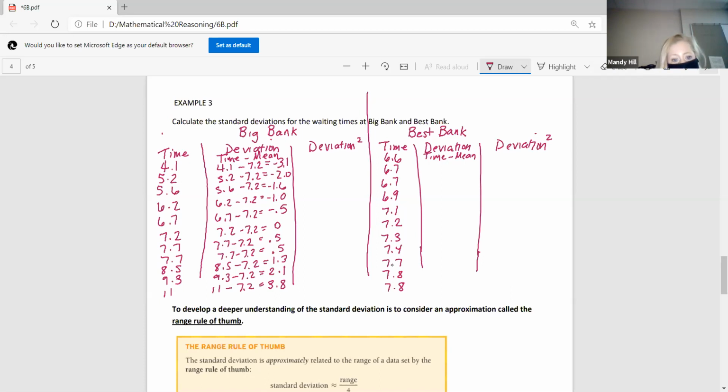Then they take these numbers and square them. When you square a negative number, like negative 3.1 times negative 3.1, that number is always going to be positive. So when we square these, every single one of them should be positive, because the negative numbers automatically turn into positive, and of course the positive numbers stay positive.